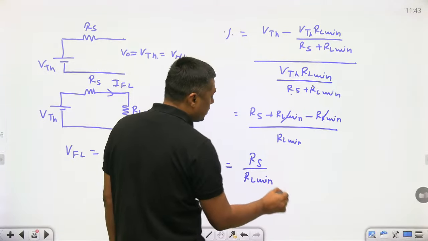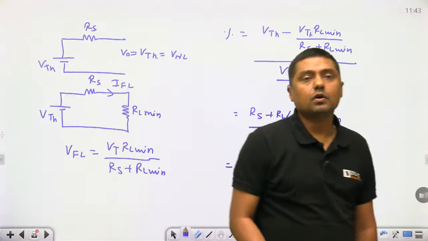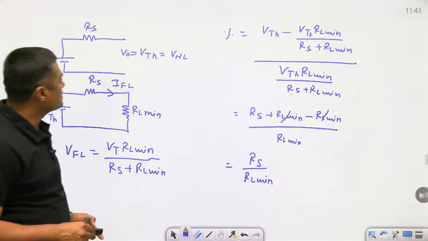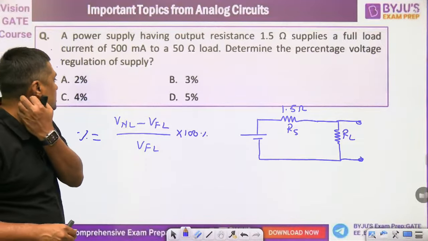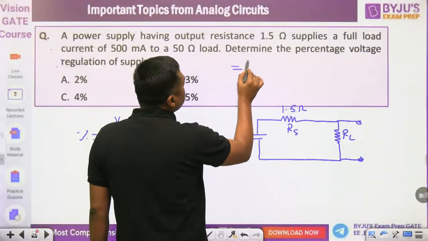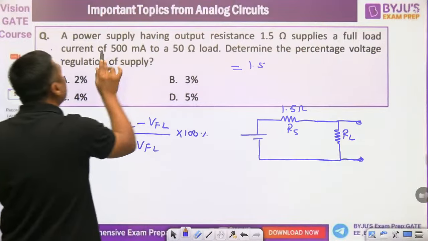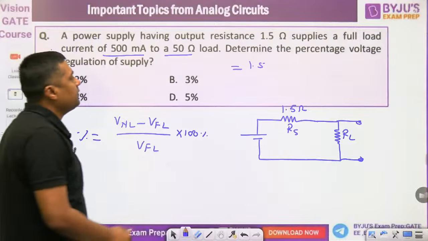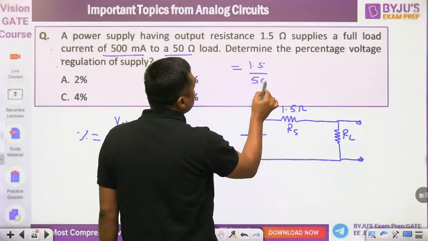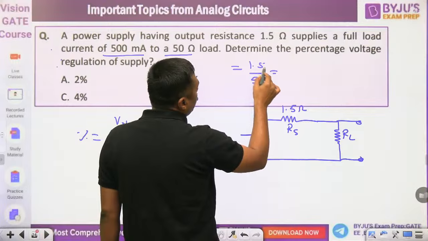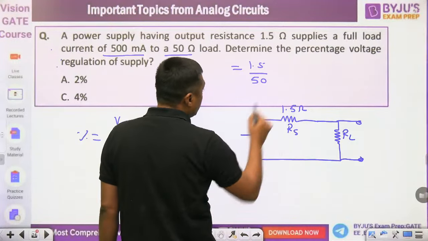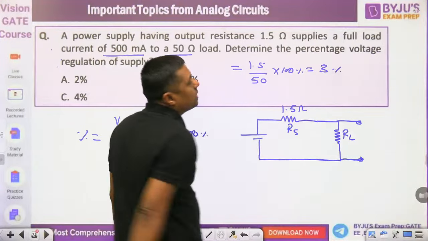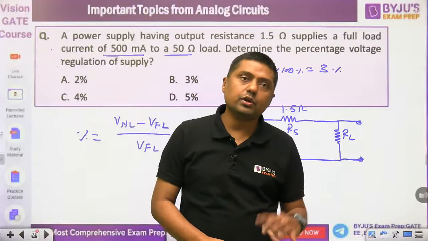Very, very simple formula, voltage regulation. Then RS upon RL, what is RS? So here you can solve this type of question within seconds. RS is 1.5. And what is the RL minimum? Full load current of 500 milliampere to a 50 ohm load. So directly you can apply the 50 ohm load, into 100%. What is the answer? 3%. So directly you can use this formula.